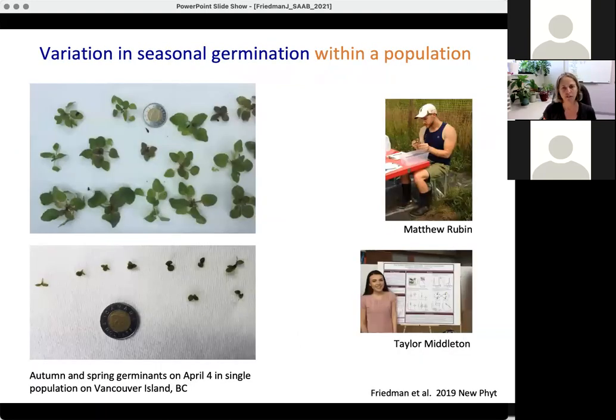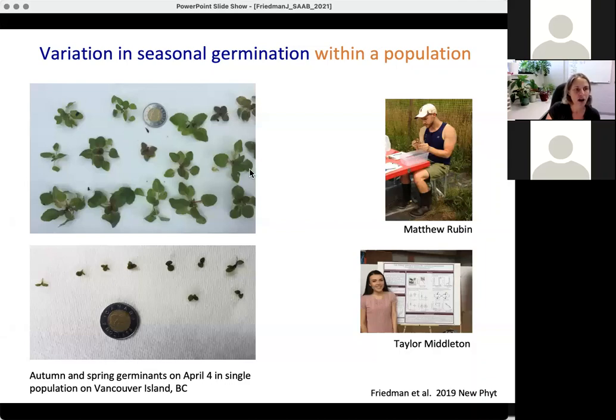What I want to focus on in this next bit is some of the variation in germination within a single population. As well as these differences between annuals and perennials, we also discovered that within a single annual population, there was extraordinary variation in the size of seedlings at the start of the season. The photographs I show here were taken at a field site on Vancouver Island, British Columbia on April 4th, which is our spring season.